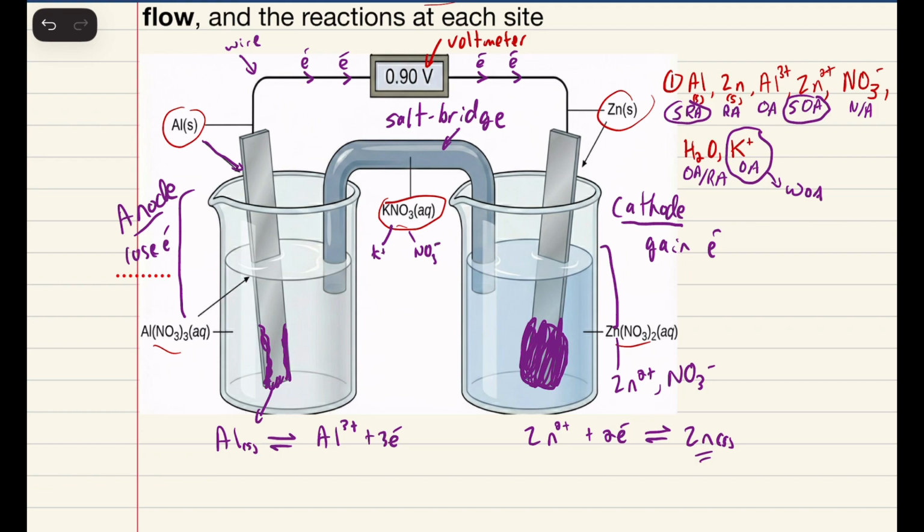Well, your cations are going to migrate to the cathode to balance the charge in response to the electrons that they're gaining. And then your NO3-, which is the anion, is going to navigate to the anode, and it's going to do that via this tube. So what I really should be writing is your K+ through this tube enters the solution here, and your NO3- enters the solution here.